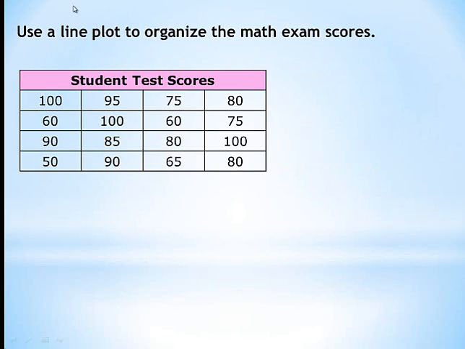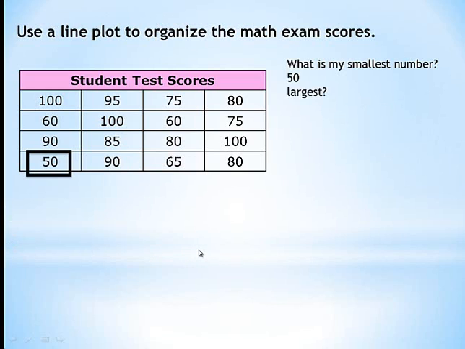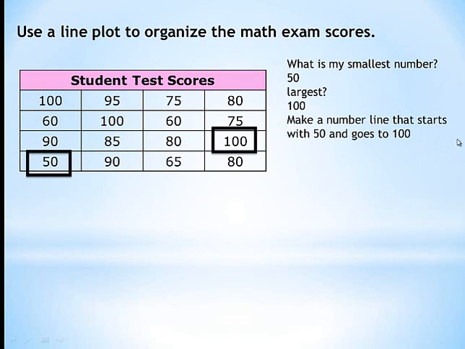Okay, so let's take a look at a line plot. Let's say that I had a list of scores from a student's tests and I wanted to organize these in a line plot. The first thing I want to do is find my smallest number. In this problem, what would the smallest number be? 50. And then I need to find my largest number. And what's that going to be? 100. So now I need to make a number line from 50 to 100.